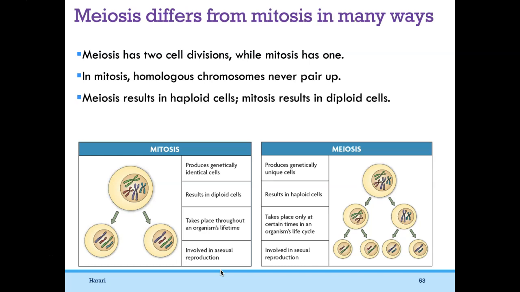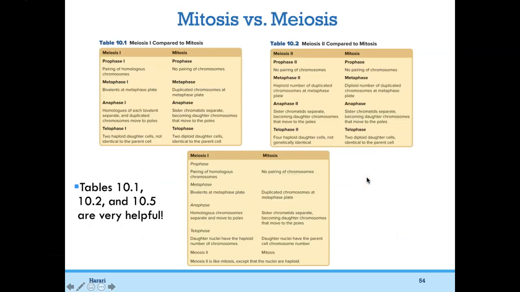And of course, in meiosis, we're getting haploid cells at the end. In mitosis, we're getting diploid cells. So these are good summary pictures of the differences. And the book has 3 different tables. One compares meiosis 1 to mitosis, and you could go through each phase and the differences. So make sure you understand this.